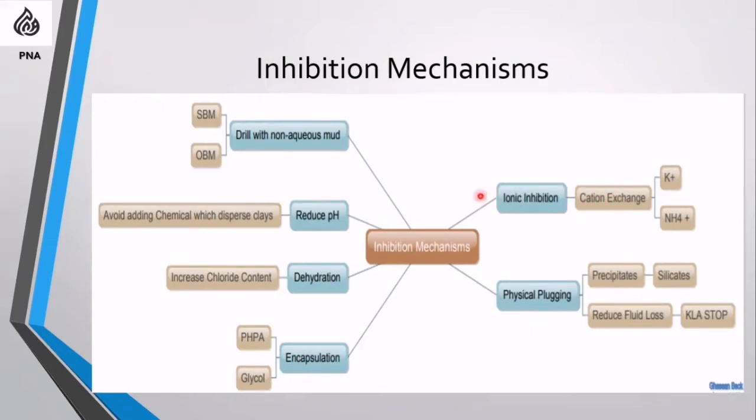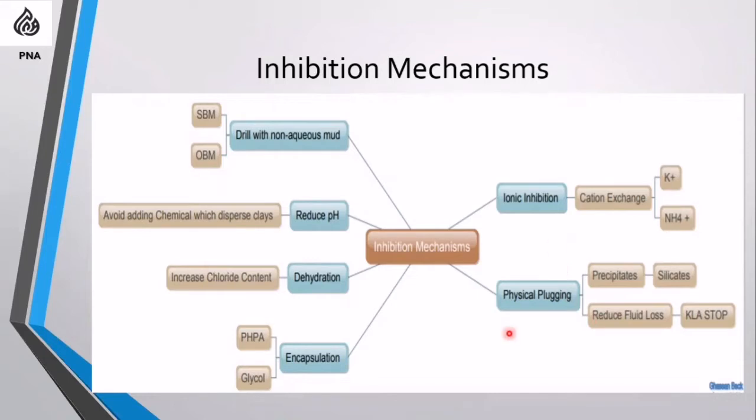The fourth mechanism of inhibition is ionic inhibition, or cation exchange. Here we talk about two cations, potassium and ammonium. Potassium or ammonium will replace the sodium inside the clay layers and prevent more water from going in. We will discuss the cation exchange in detail. Next slide.